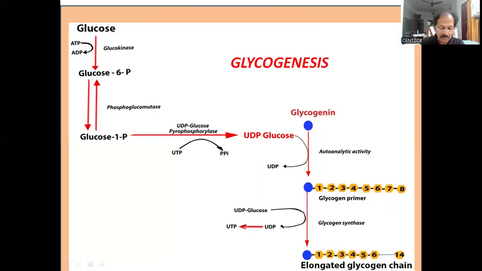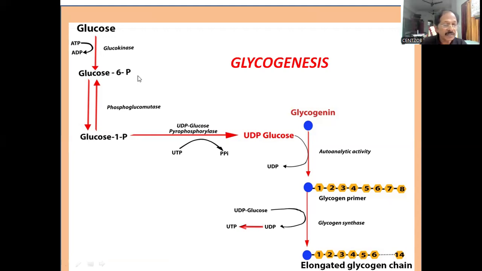First of all, glucose is phosphorylated to glucose 6-phosphate by the enzyme glucokinase or hexokinase in the presence of ATP. Hexokinase and glucokinase are isoenzymes, that is, different enzymes that catalyze the same reaction. Hexokinase is present in almost all tissues, including muscles, while glucokinase is present only in the hepatocytes of the liver and beta cells of the pancreas.